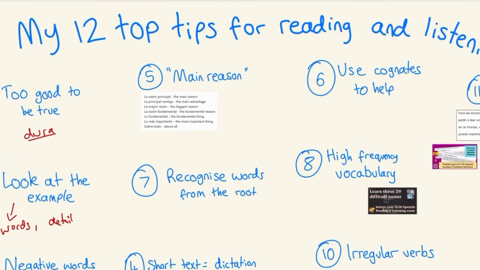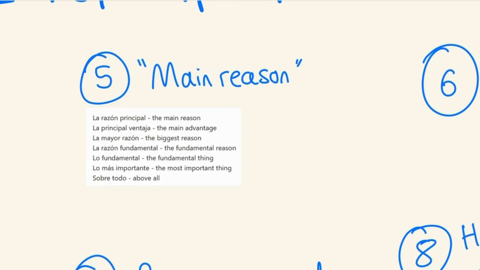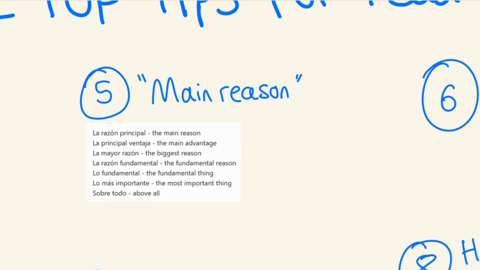My fifth tip is if a question mentions the best or the most or the main, the text is going to have lots of options, but we need to focus on which one the main one is. So for example, in 2020, AQA asked, what is the main reason for growth in online shopping? And the text mentioned a couple of reasons, which all led to growth, but only one was the main reason. The text said, pero la razón principal es que ahorra tiempo, meaning it saves time, which was the correct answer.